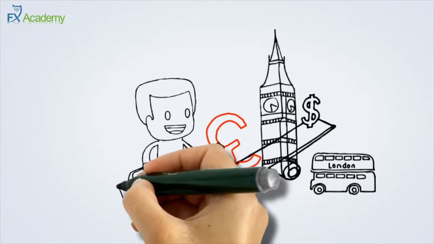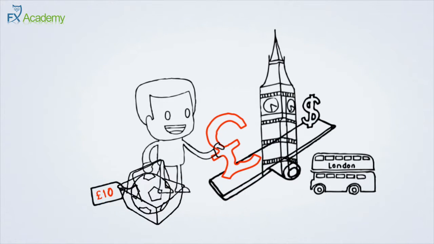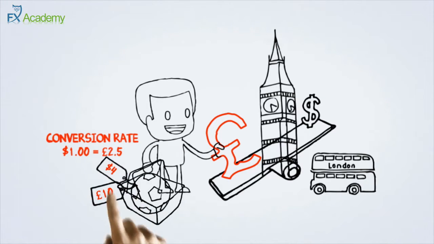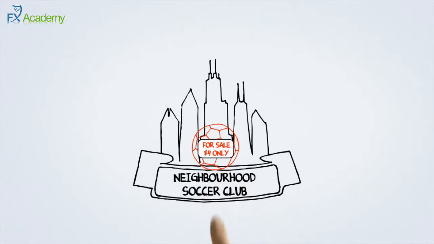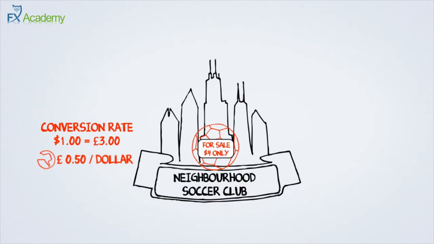If you buy a soccer ball in London and pay 10 British pounds, using a conversion of $1 to 2.5 British pounds, you have now paid $4 for the soccer ball. If you take it home to Chicago and want to sell it to your neighborhood soccer club and the conversion rate is now changed to $1 equals 3 British pounds, your ball has lost 0.50 British pounds per dollar, and the $4 you thought you spent on the ball is now really only $3.33. Your soccer ball has lost value, and if you want to make a profit on your sale, you need to pump up the asking price.